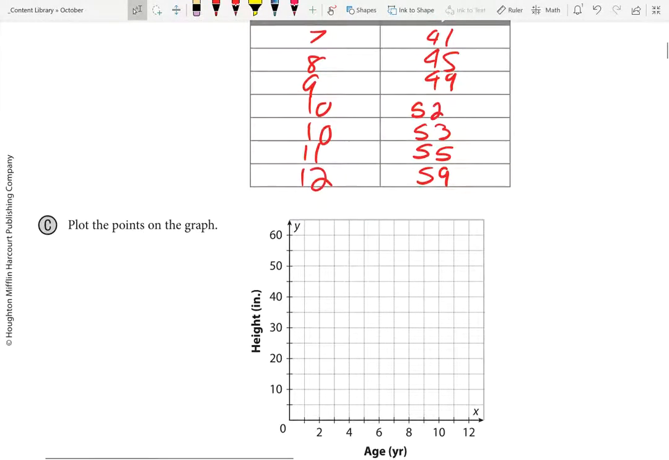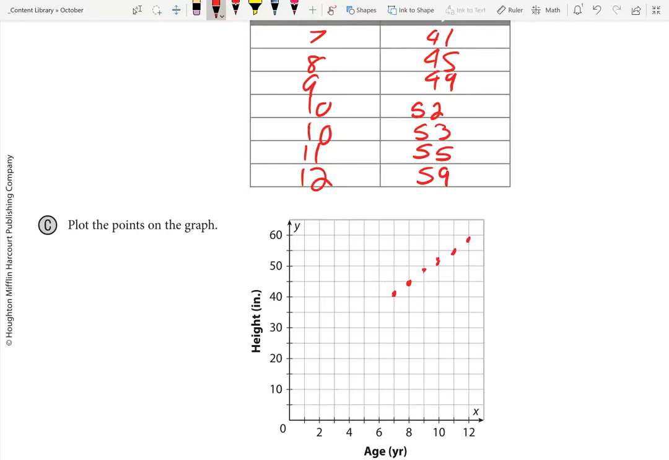Okay, so we have (7, 41). 7 and 41 is about there. (8, 45), right here. (9, 49), right there. (10, 52). And we have (10, 53) as well, so we're going to have 2 points right there. (11, 55) and (12, 59). There they are.